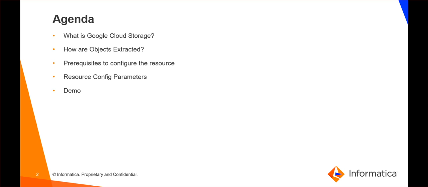Then third is the prerequisites to configure the resource, which will be mostly SSL enabled. Then fourth will be the resource config parameters, or all the parameters needed in order to run a successful job in the EDC admin. And last will be the demo part.